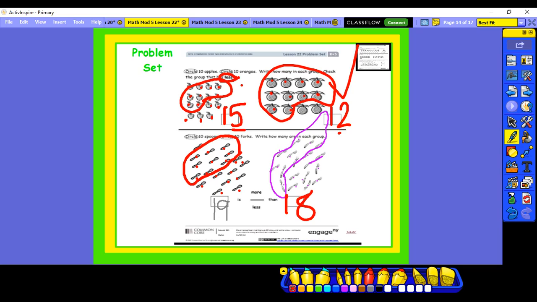Great job. Now let's make our sentence true. 19 is more or less than 18. Where do we need to look? At the ones place. 9 is more than 8. So 19 is more than 18.